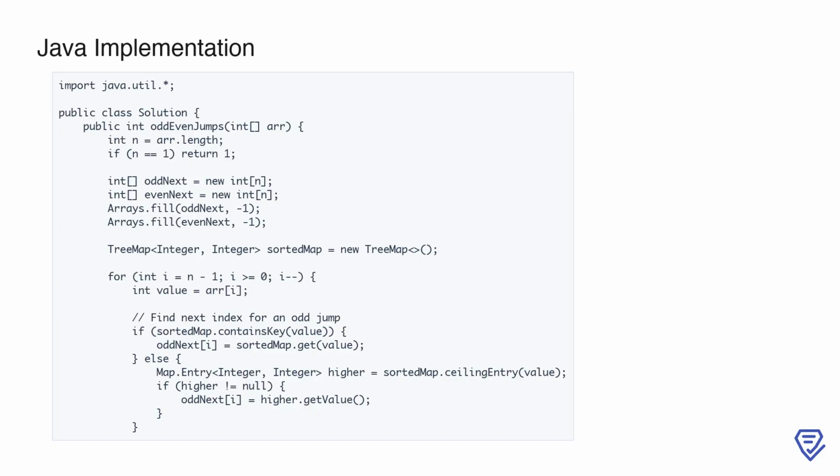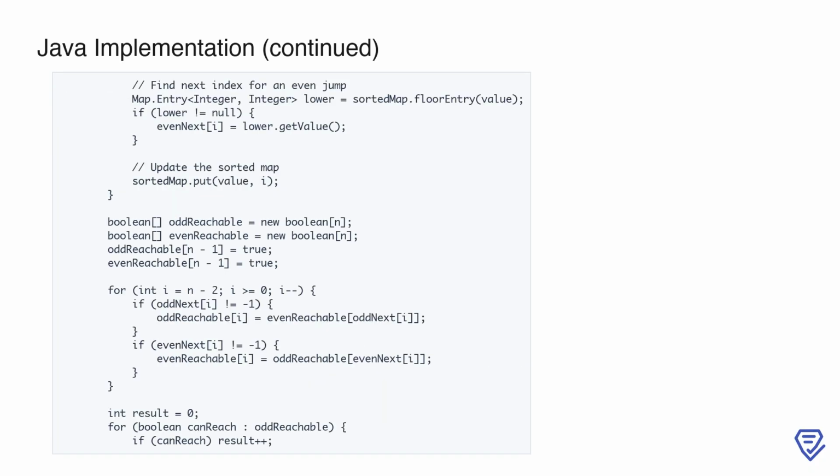Then, we loop through the array in reverse order, starting from the last index. Within this loop, we first determine the next index for an odd jump. If the current value already exists as a key in the tree map, we set the corresponding odd next index to the stored value. Otherwise, we use the ceiling entry method to find the smallest key greater than or equal to the current value, and if such a key exists, we update the odd next array accordingly.